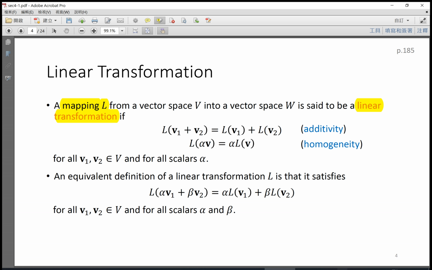The first property is the additivity property, which requires L to satisfy L of V1 plus V2 equals L of V1 plus L of V2. The second property is the homogeneity property, which requires L to satisfy L of alpha times V equals alpha times L of V. The two properties need to hold for all V1 and V2 in the vector space and for all scalars alpha.